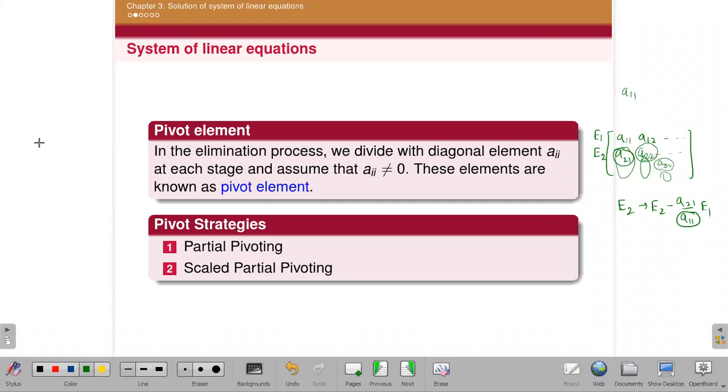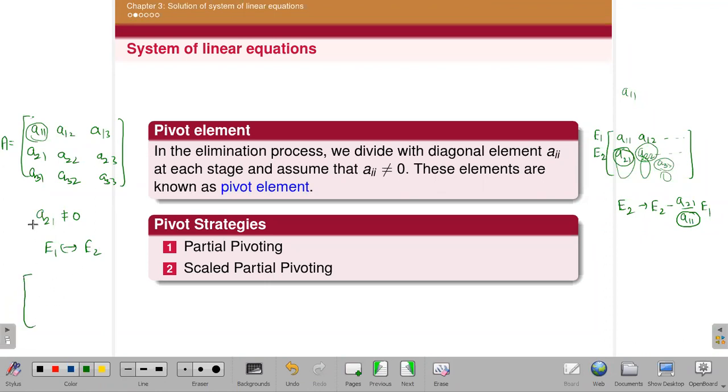The diagonal element that comes. Suppose I am taking a matrix A, a 3 cross 3 matrix: A11, A12, A13, A21, A22, A23, A31, A32, A33. Suppose A11 is 0. But it should not be 0 as a pivot element. If it is 0, then you find whether A21 is non-zero or A31 is non-zero. Suppose A21 is non-zero, then you replace your E1 with the E2 row.